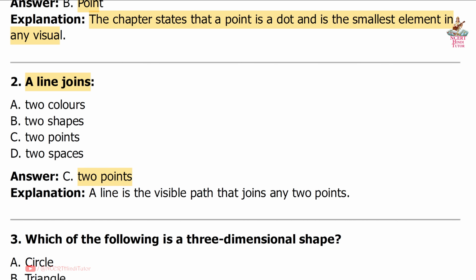2. A line joins. Answer C. 2 points. Explanation. A line is the visible path that joins any 2 points.